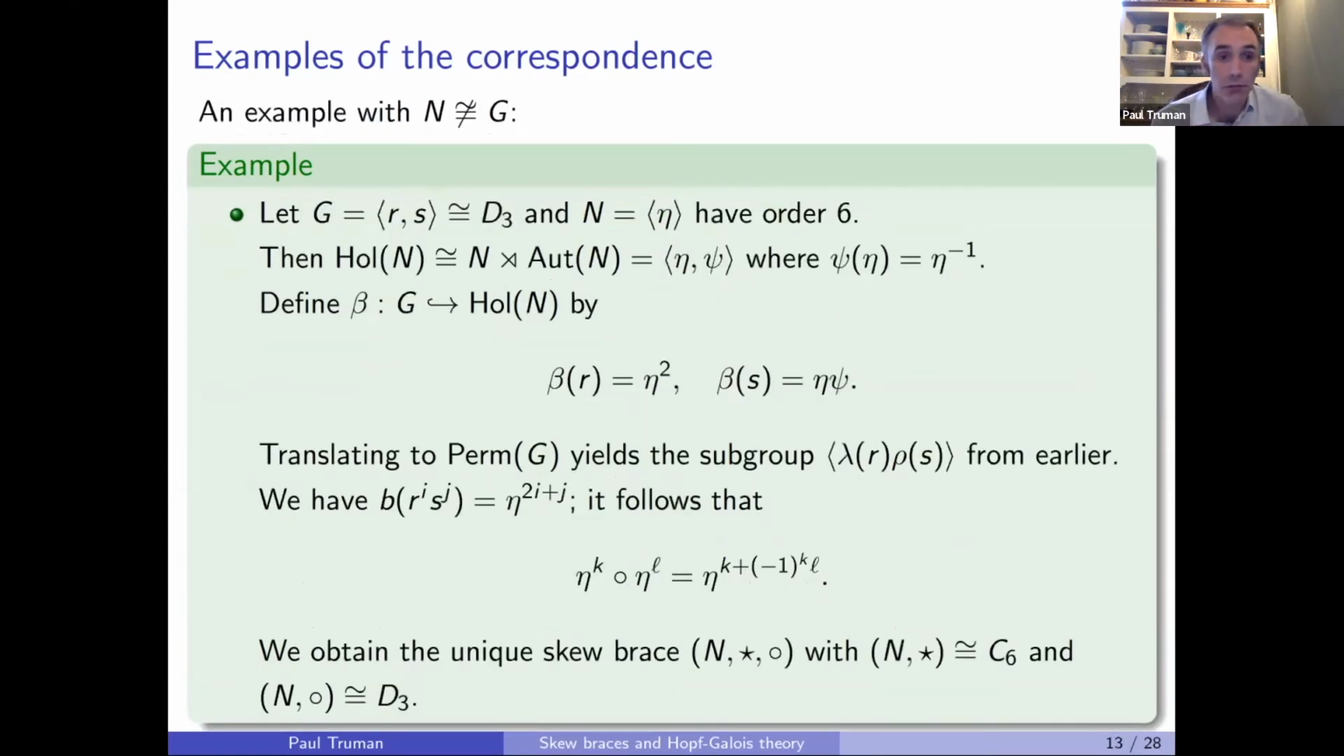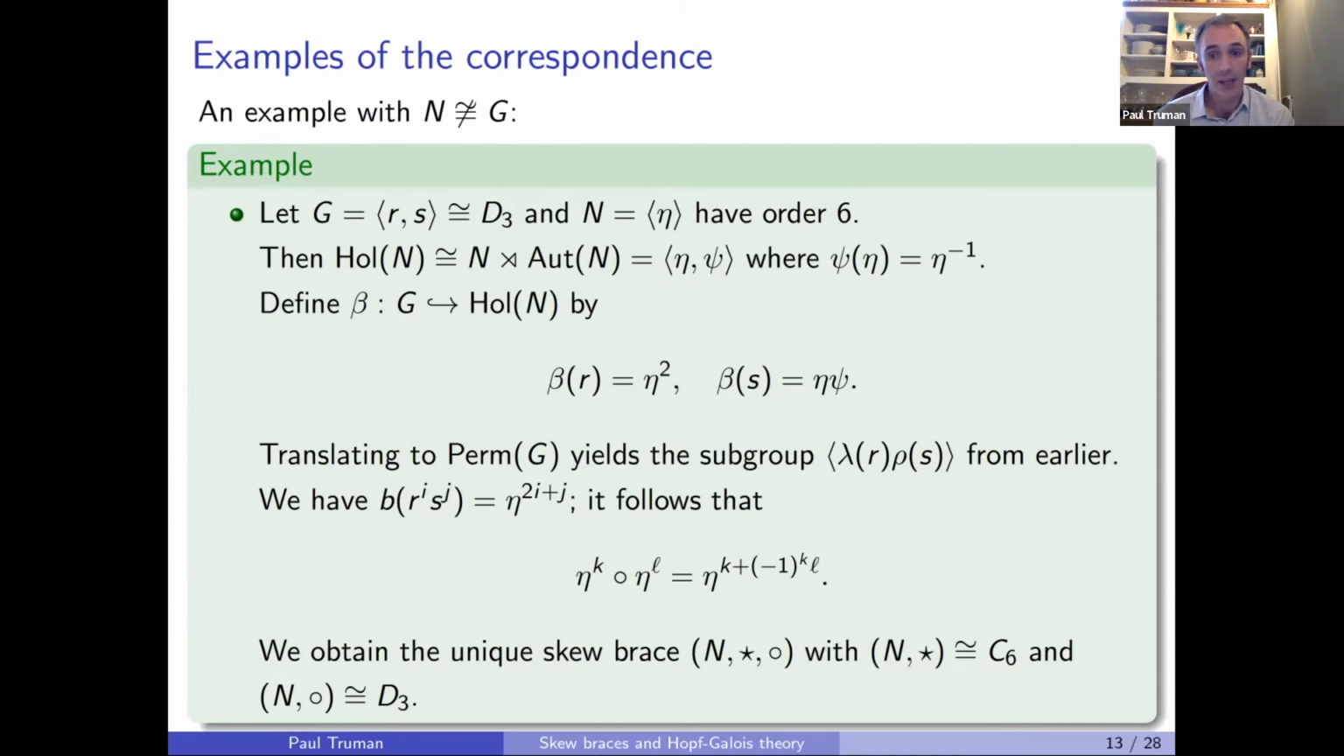And then here's my running example. If G is dihedral of order 6 generated by R and S, and N is cyclic of order 6, then of course the automorphism group just has order 2, and I can write down a suitable embedding beta of G into Hol(N). Here's a suitable embedding, and if I translate that back, then I get the specific regular subgroup of Perm(G) that I was talking about a few slides ago.